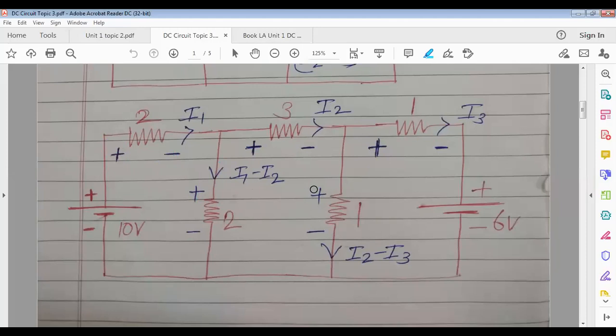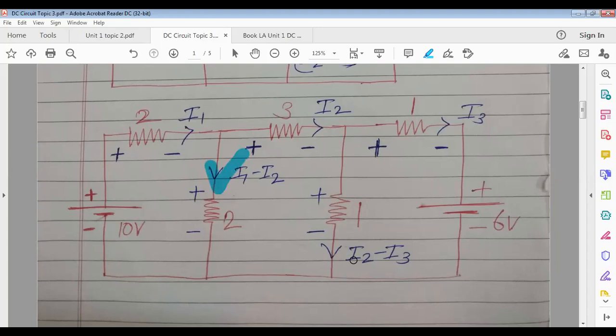Now what is the next step? First step is mark branch current direction using KCL. Then with reference to branch current direction, mark polarity of voltage drop across it. First we have to mark branch current direction using Kirchhoff's current law, that we have done. I1, I2, I3 and then I1 minus I2, then here I2 minus I3. That was the first step.